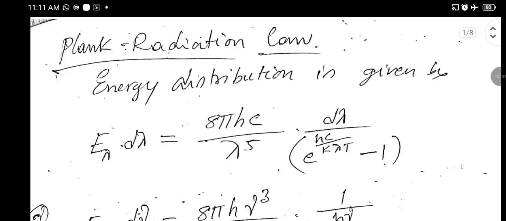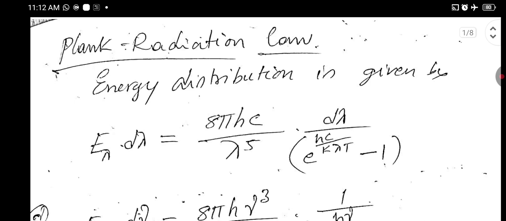Hello students. Today let's see the second semester SEP radiation chapter. In the radiation chapter, we see Planck's radiation law and derive Wien's displacement law from Planck's radiation law, and also Rayleigh-Jeans law, Wien's law and Stefan's law from Planck's radiation.